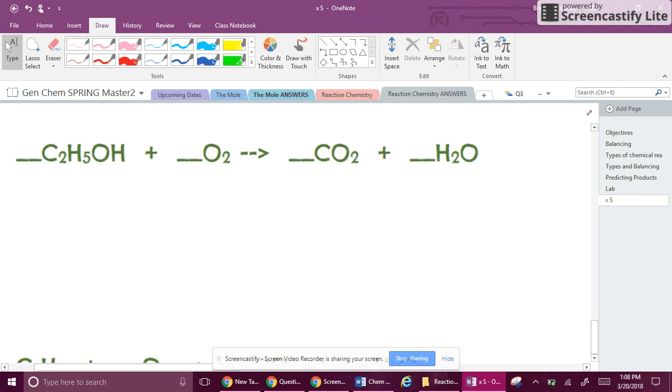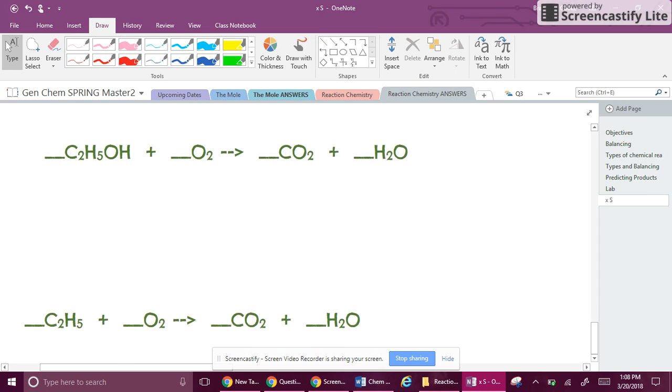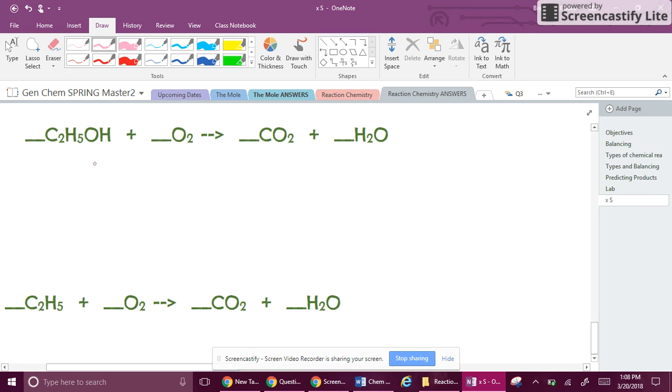Next, we'll demonstrate the rule where you have to subtract the oxygens from the hydrocarbons. So we got 1, 2, 3. We're always going to do those steps.